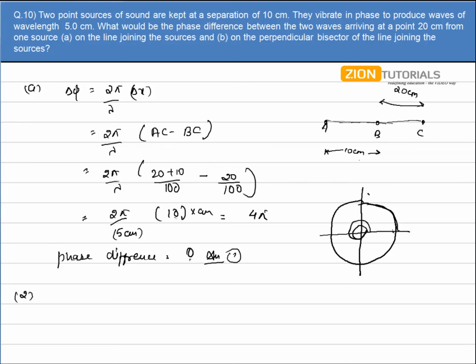Similarly, for the second part, if the point C lies on the perpendicular bisector of AB, right? Let's say this is my point C, and this distance is 20 centimeter. Now in this case, again, the phase difference will be given by 2 pi by lambda into path difference. Now path difference will be given by AC minus BC, as I wrote over here. Now as the point C is on the perpendicular bisector, so what does it mean? It means AC is equal to BC. So automatically phase difference comes out to be 0. The answer.